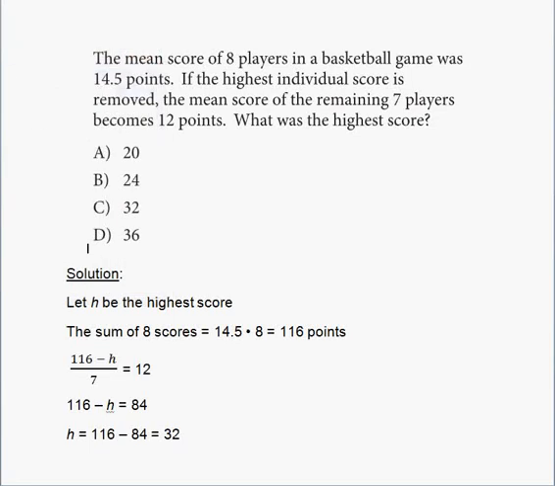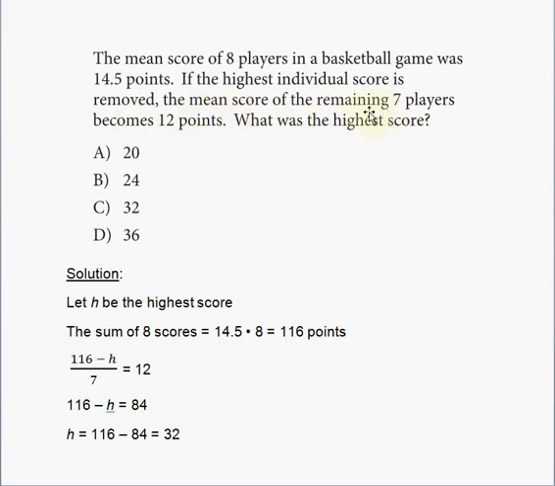This is problem number 27 found in practice test 5, section 4, calculator allowed. The mean score of 8 players in a basketball game was 14.5 points. If the highest individual score is removed, the mean score of the remaining 7 players becomes 12 points. What was the highest score?